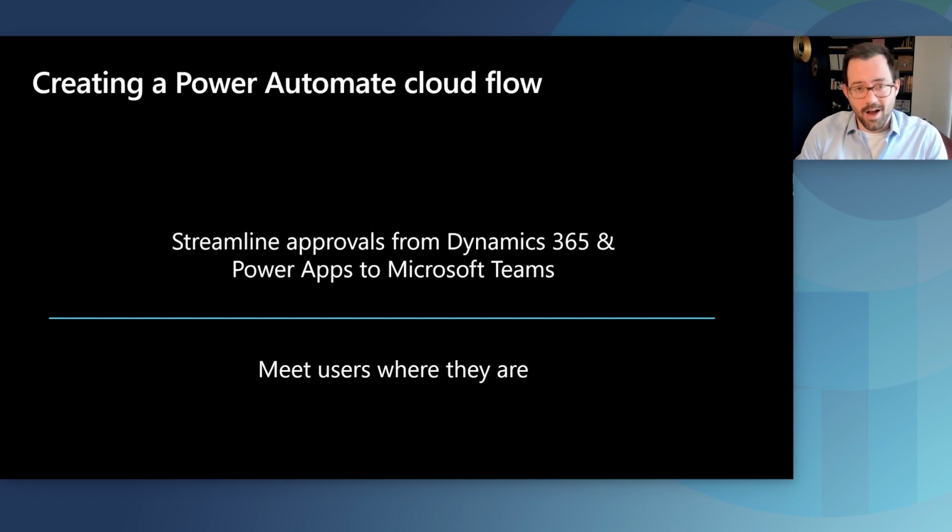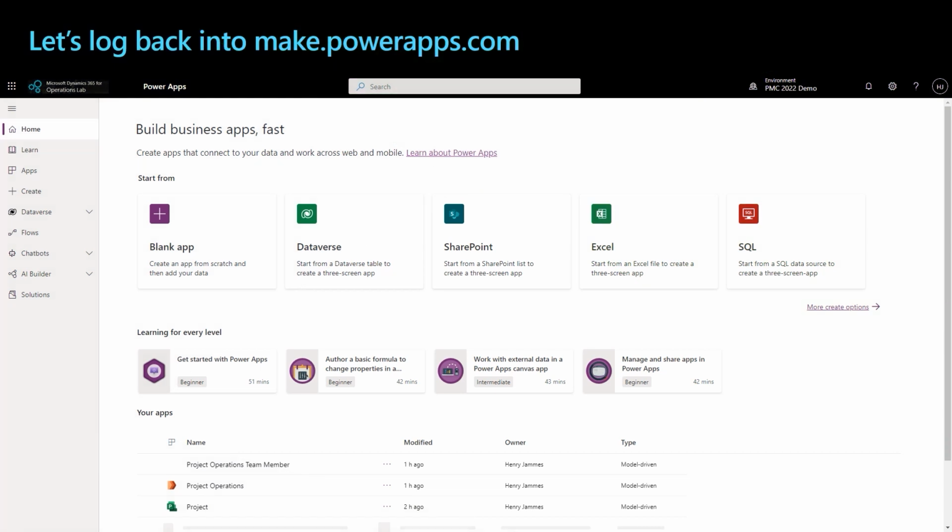So for that, I will use Power Automate to create a cloud flow. This will help me to streamline approvals from Dynamics 365 and Power Apps to Microsoft Teams, and it will help me meet users where they are. So again, let's start from make.powerapps.com.